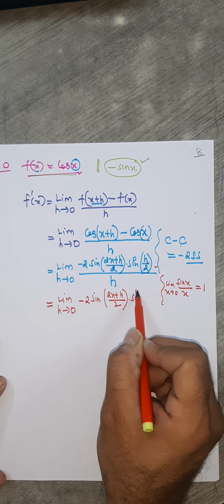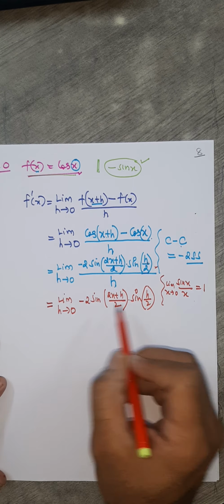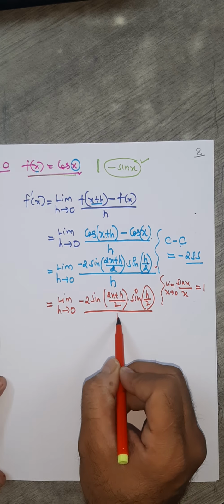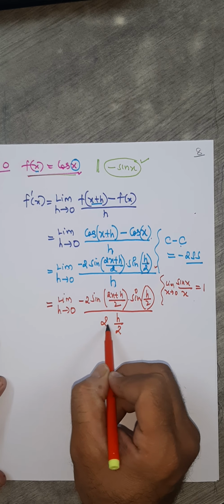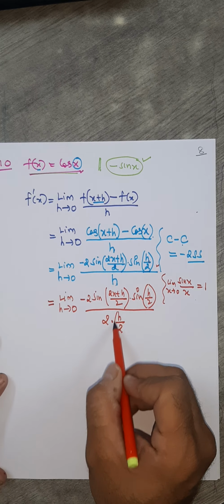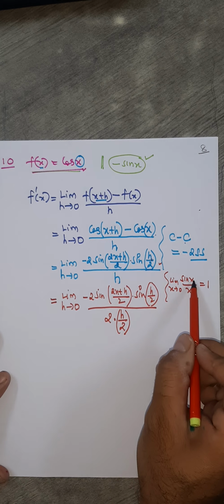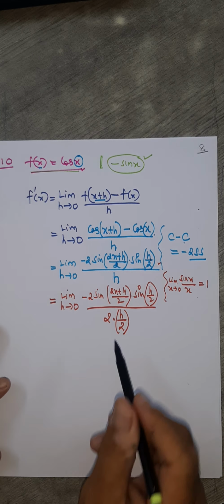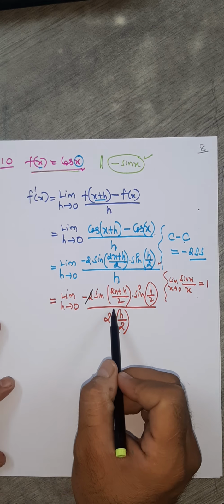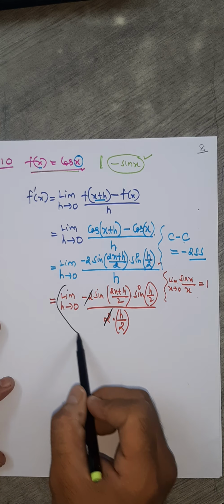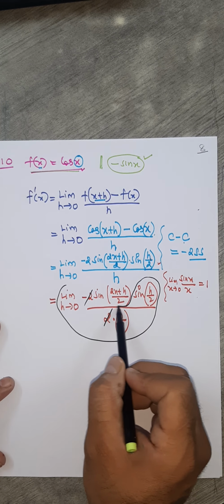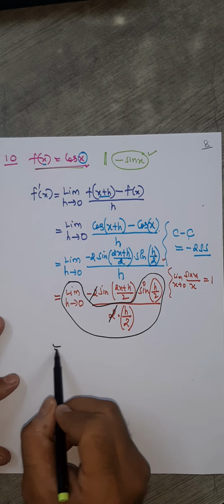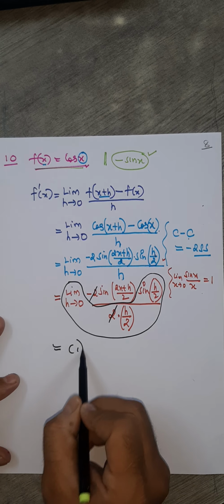Here, what is the angle? h by 2. So I must have the same angle, h by 2 into 2. Angle should be same. You see. So now this 2 will get cancelled. Now this much gives us 1. So this is equals to, this is just 1.